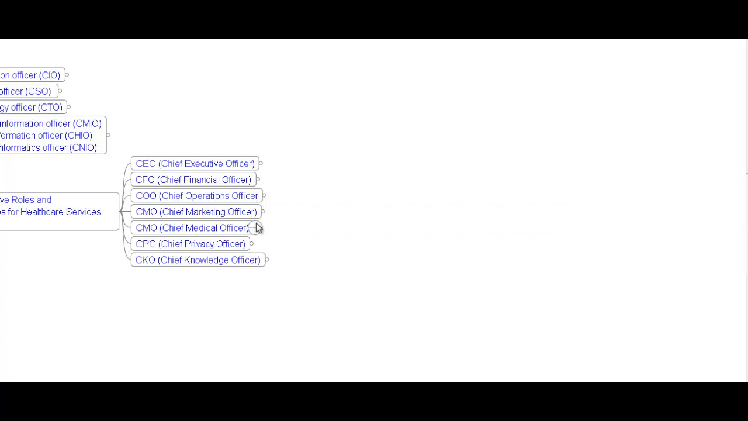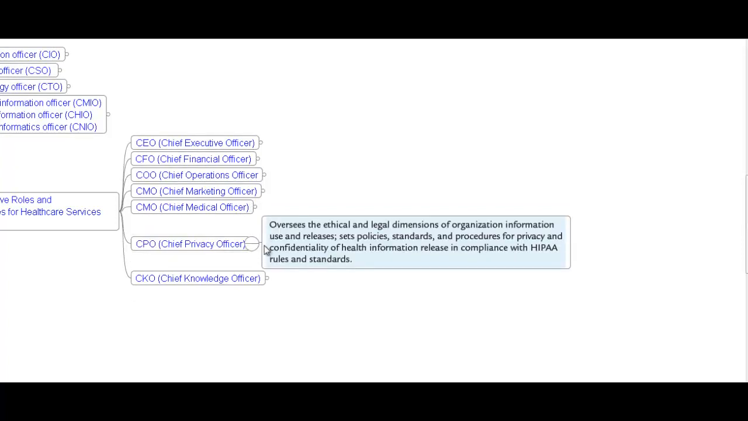Now let's see the Chief Privacy Officer. The Chief Privacy Officer oversees the ethical and legal dimensions of organization information usage and release, and sets policies, standards, and procedures for privacy and confidentiality of information release in compliance with HIPAA rules and standards. HIPAA stands for Health Insurance Portability and Accountability Act.